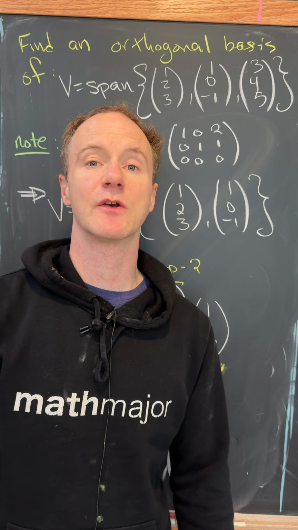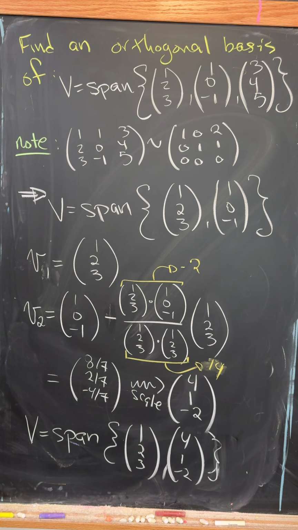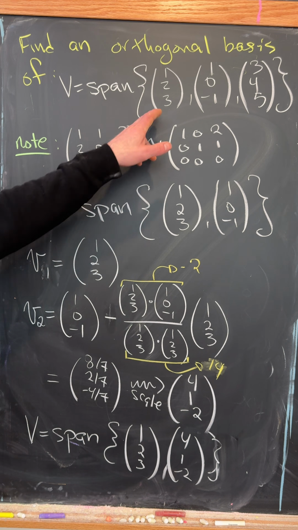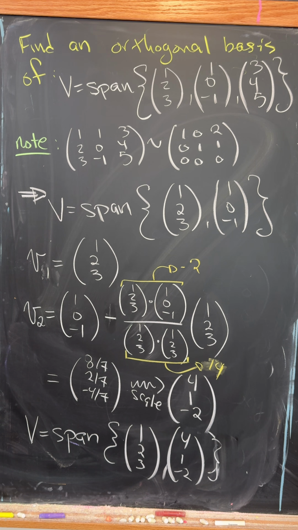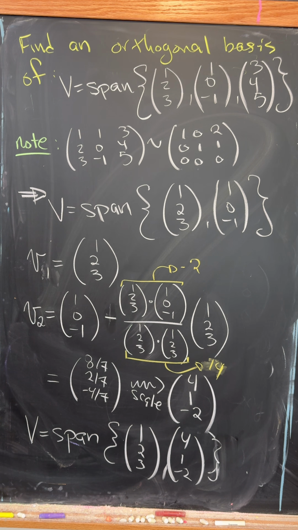Let's see how we can find an orthogonal basis to a certain vector space. So let's consider V, which is the span of three vectors: (1, 2, 3), (1, 0, -1), and (3, 4, 5). We'll first put those vectors into a matrix and row reduce. Notice the first two columns are our pivot columns. That means that we can reduce this to a basis of just the first two vectors.